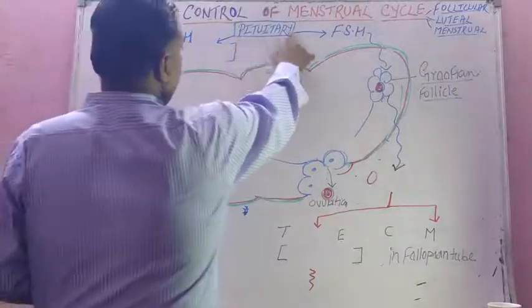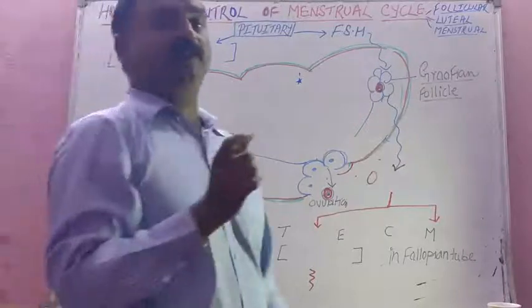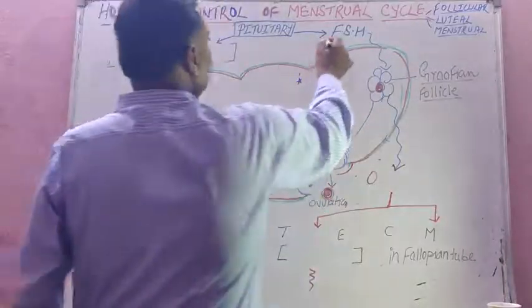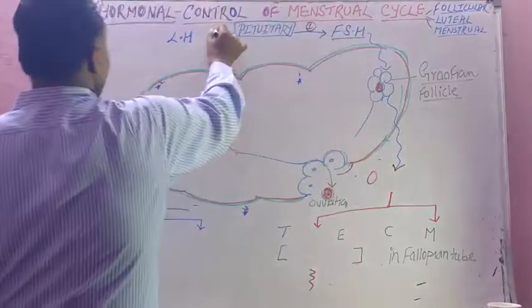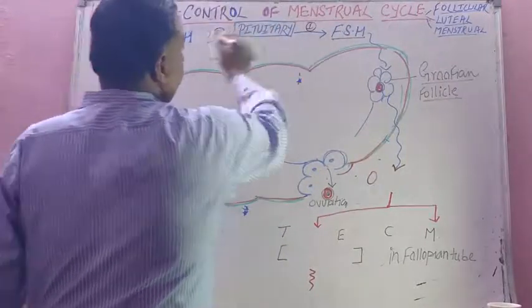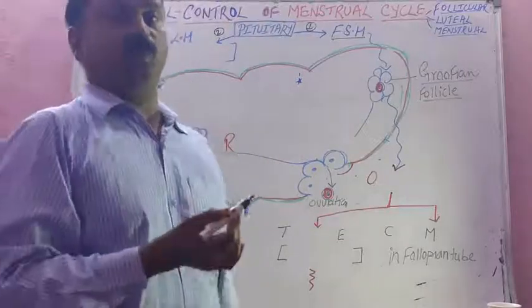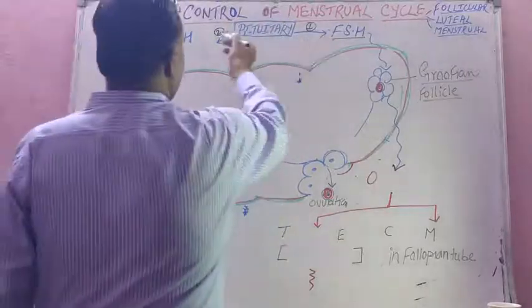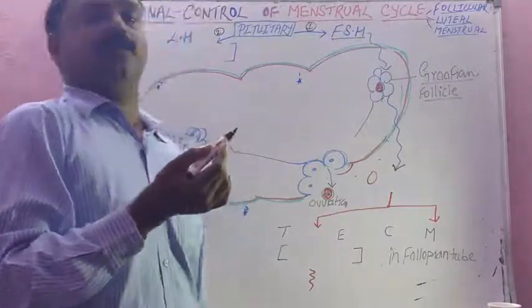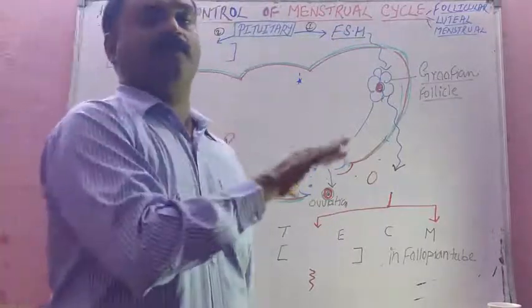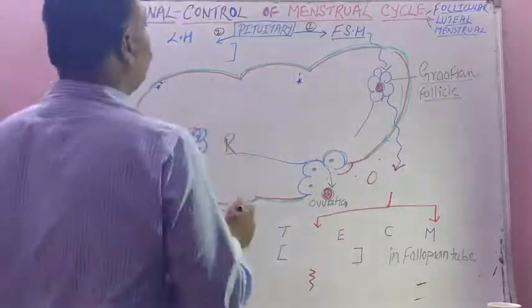This is the pituitary gland, in the brain. The pituitary gland secretes two hormones: follicle stimulating hormone and luteinizing hormone. These two hormones we also used while studying the hormonal control of spermatogenesis, and they are commonly called gonadotropins because they control the secretion of the gonads, testes as well as ovary. So in females, how do they control? Look on the board.